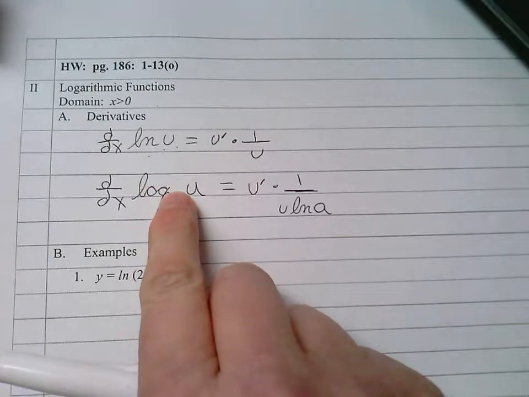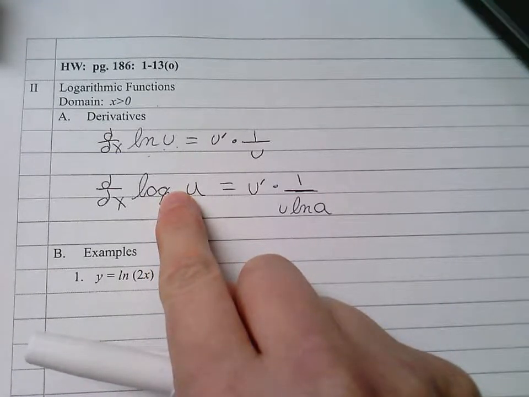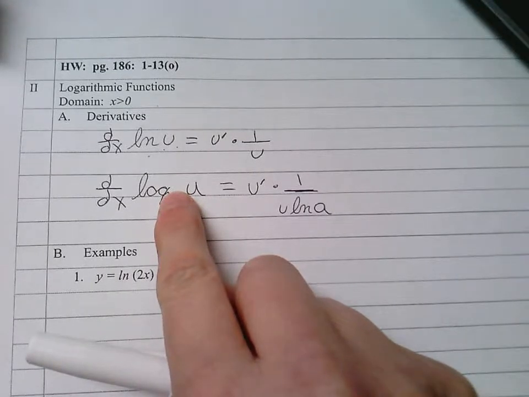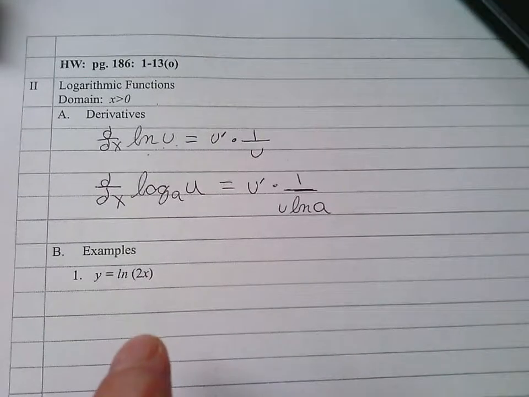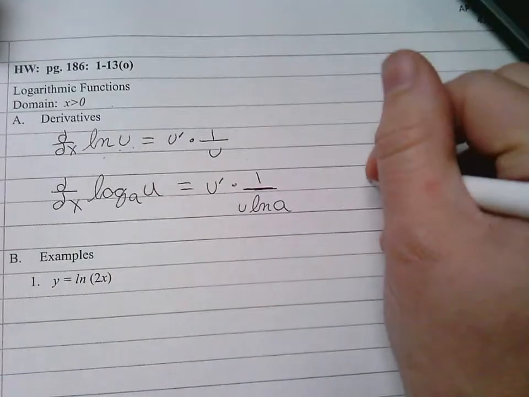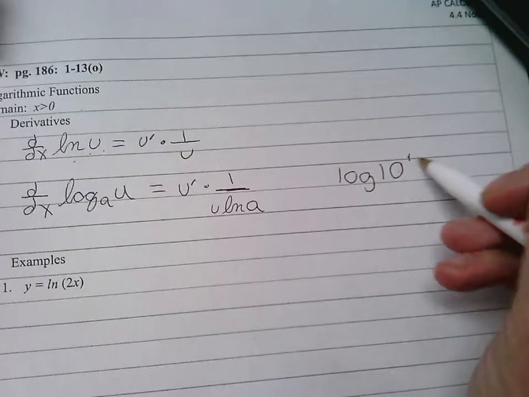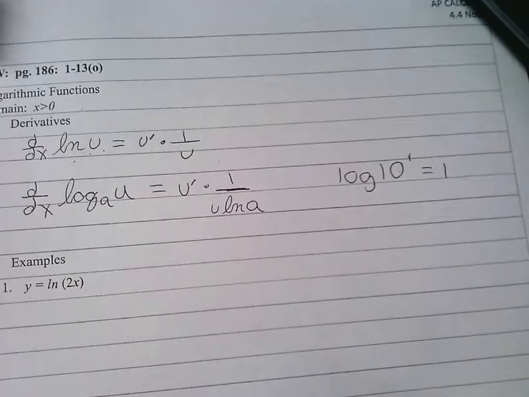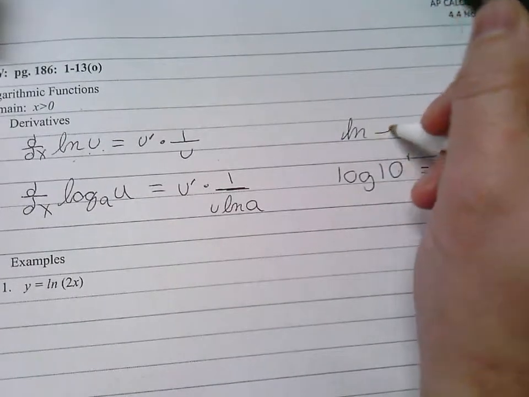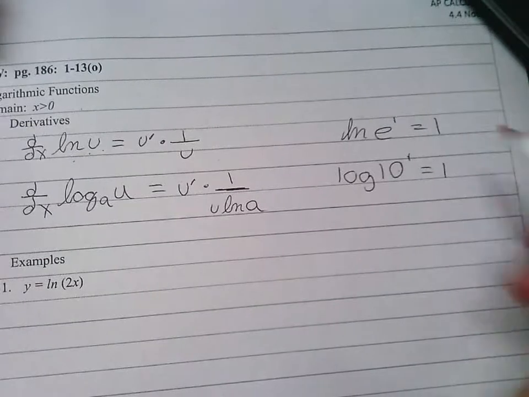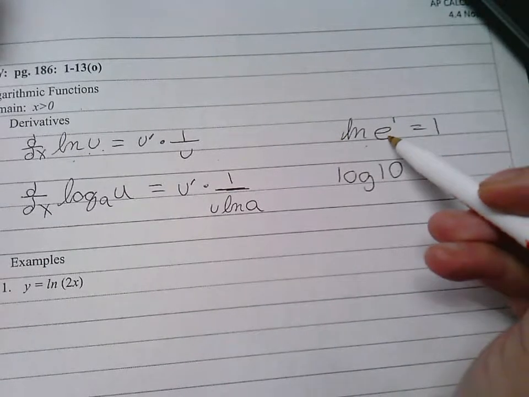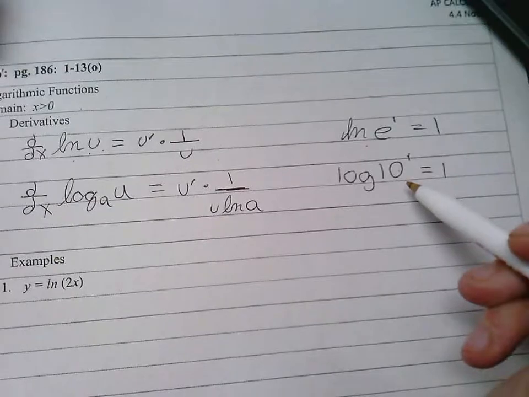log of u, the base is going to be 10. So if this was a base 10, it would be u prime times 1 over u ln of 10, or log of 10, which is 1. Yes, log of 10 is 1. So you have the same base, that brings down to 1. And natural log of e is also 1. Same kind of concept. This base is e, this is e, so the power just comes down.